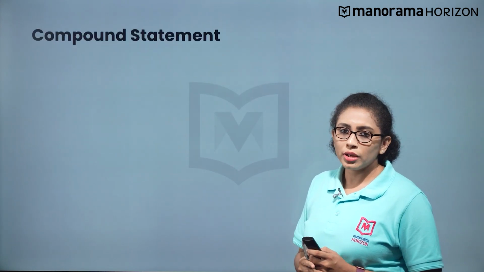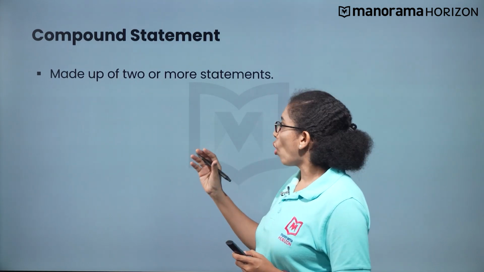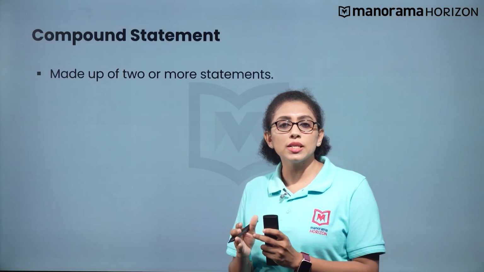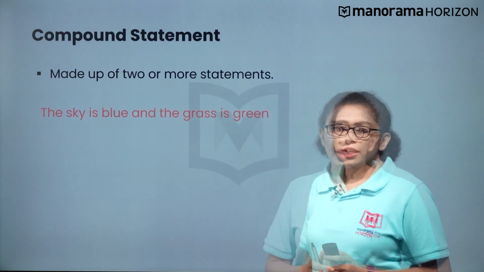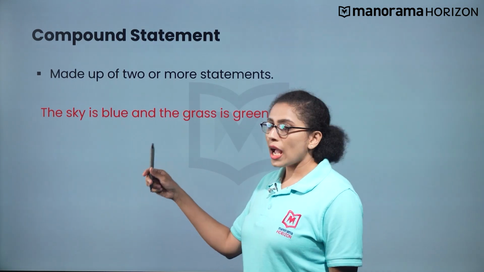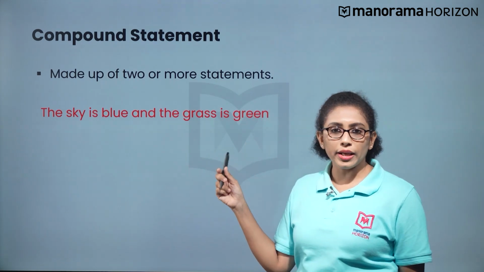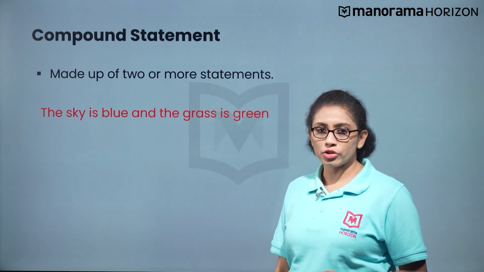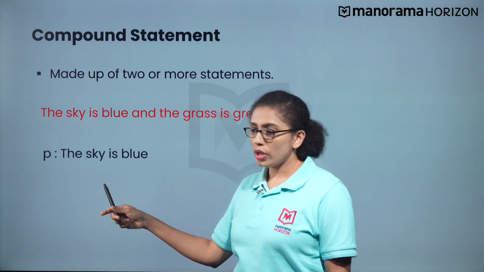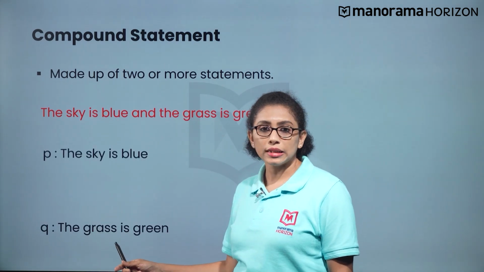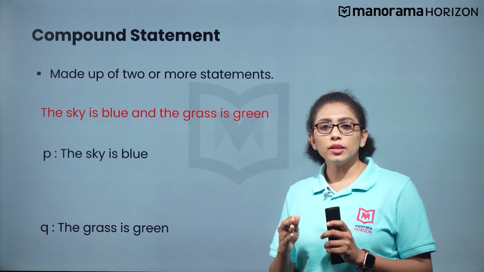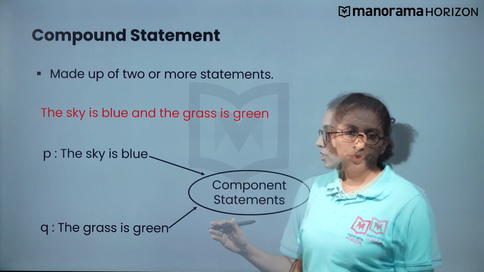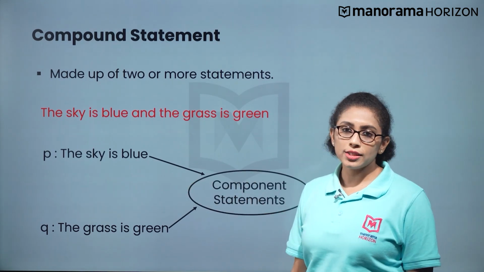Now, let us discuss compound statements. What is a compound statement? It is a statement which is made up of two or more statements. In this case, each statement is called a component statement. Let us see some examples. The sky is blue and the grass is green. In this, let us write the component statements separately first. That is, the sky is blue and the other is, the grass is green. So here the connecting word is what? And.